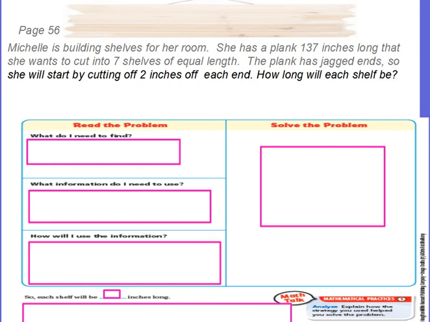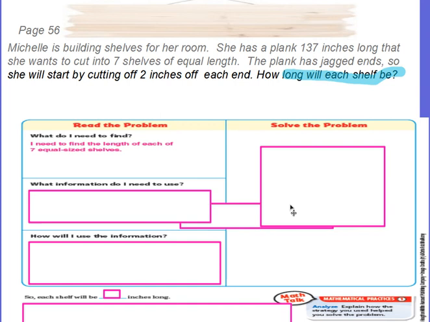So what do I need to know? I need to find out how long each shelf will be, or how long the 7 shelves will be. So that's my information that I need to find out. How can I cut it at 137 inches into equal lengths?